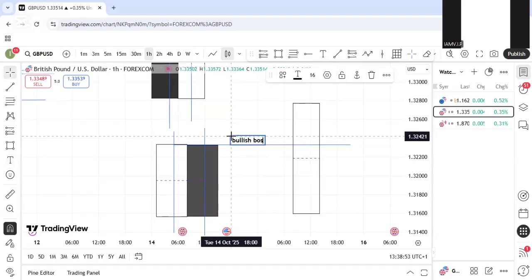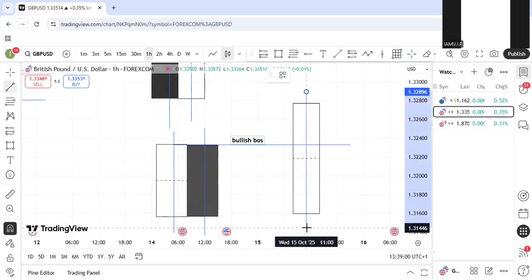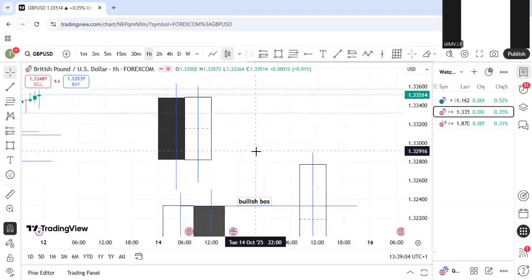A bullish break of structure, same thing, right? So this is a bullish structure break, and the candle closes above that level. Now, the other example would be the bearish structure break.